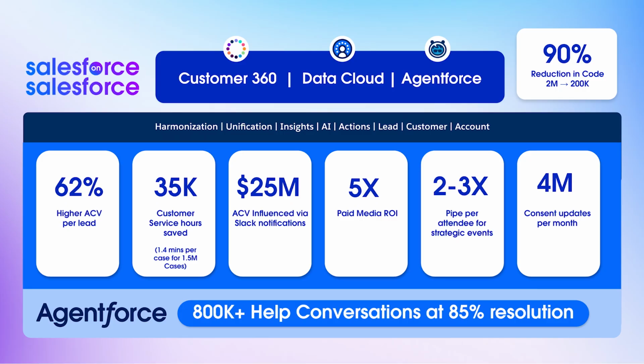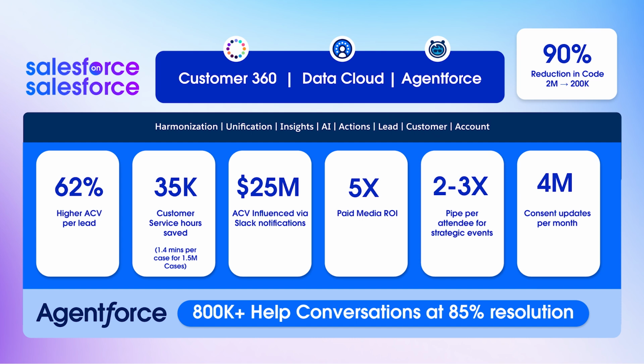Now that you've seen an end-to-end demo, let's take a look at the results we have seen. We are seeing impressive results. By leveraging Data Cloud to route leads effectively, we have achieved almost 40% improvement in pipeline and a 60% year-over-year increase in contract value for every lead we send. Our unified customer data is also significantly boosting efficiency. We have saved almost 35,000 customer service hours per year, empowering our service agents to be far more productive.